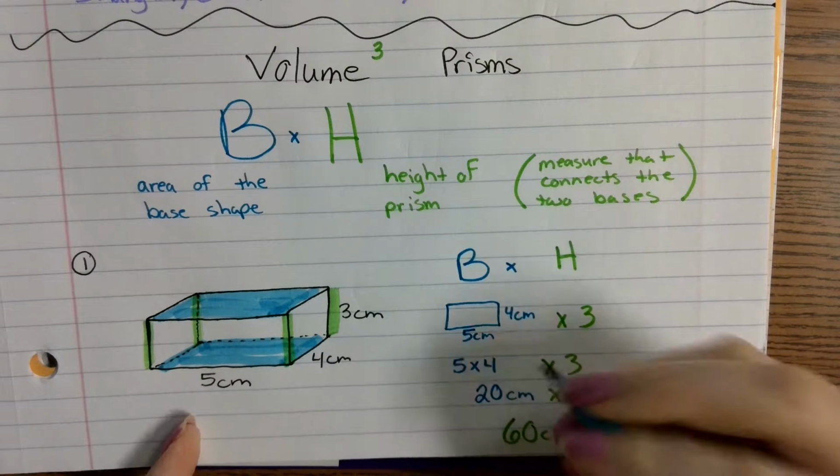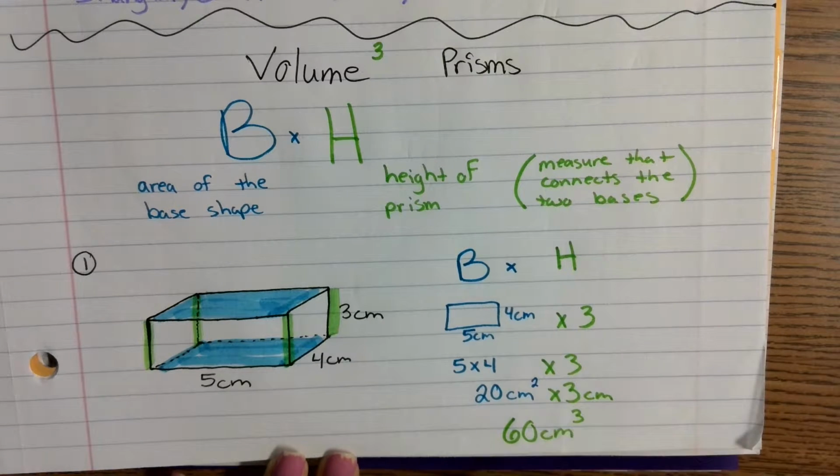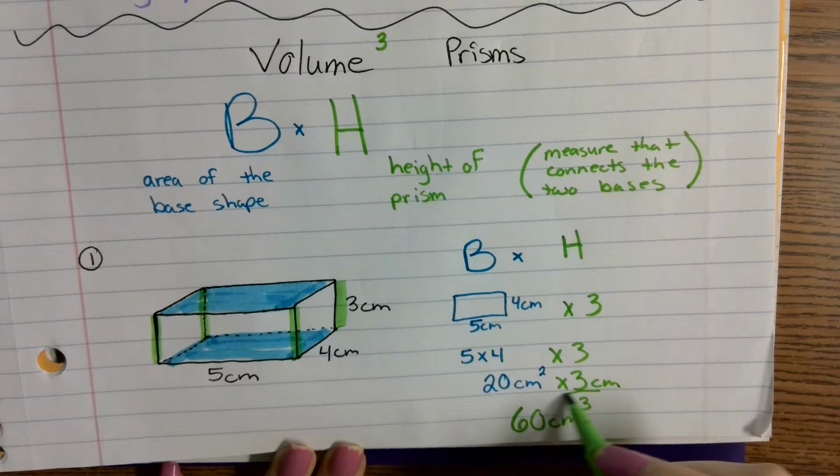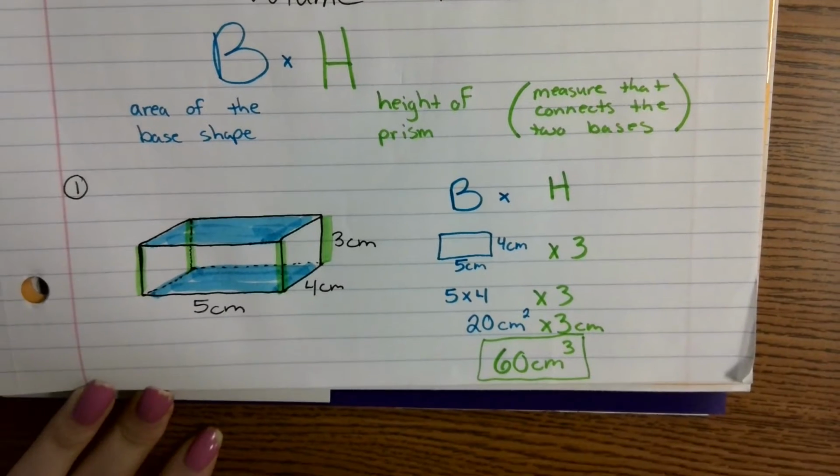Sorry, this was supposed to be centimeters squared here, and then we're multiplying it by another set of centimeters, which is why we get centimeters cubed. 60 centimeters cubed is our final answer for the volume of that box.